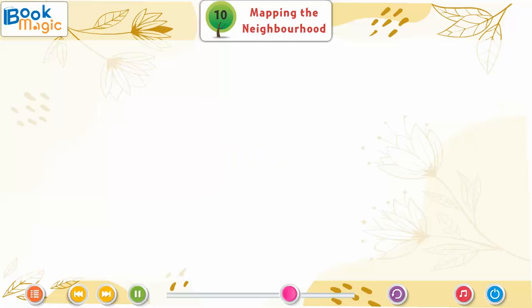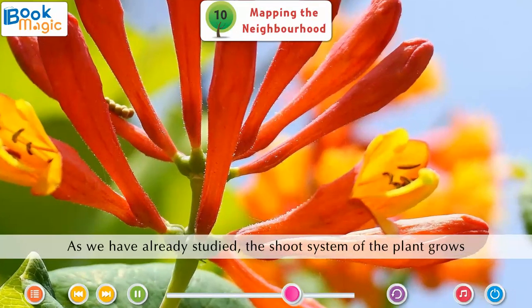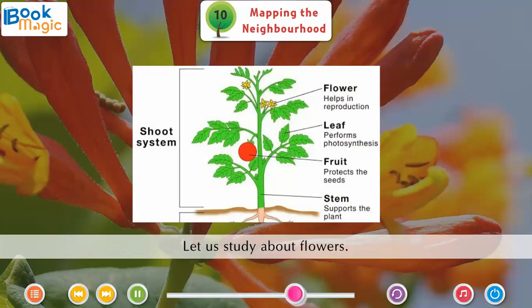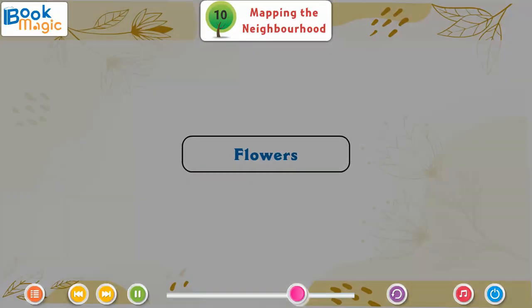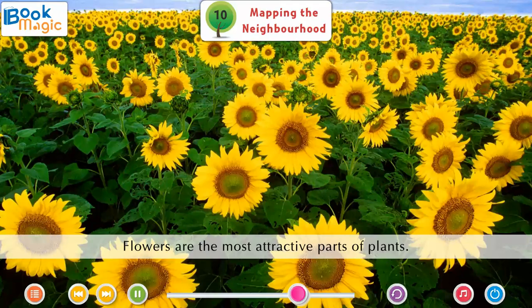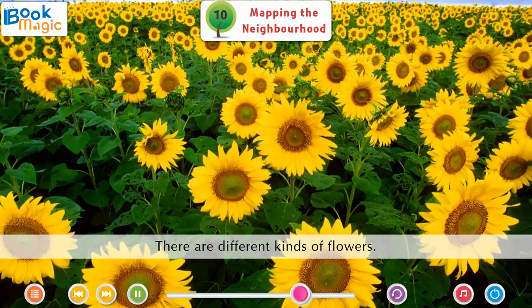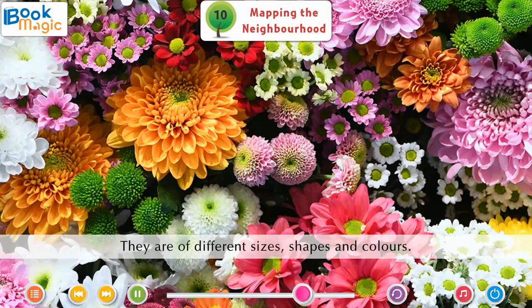The shoot. As we have already studied, the shoot system of the plant grows above the ground and bears stem, leaves, flowers, and fruits. Let us study about flowers. Flowers. Flowers are the most attractive parts of plants. There are different kinds of flowers. They are of different sizes, shapes, and colors.